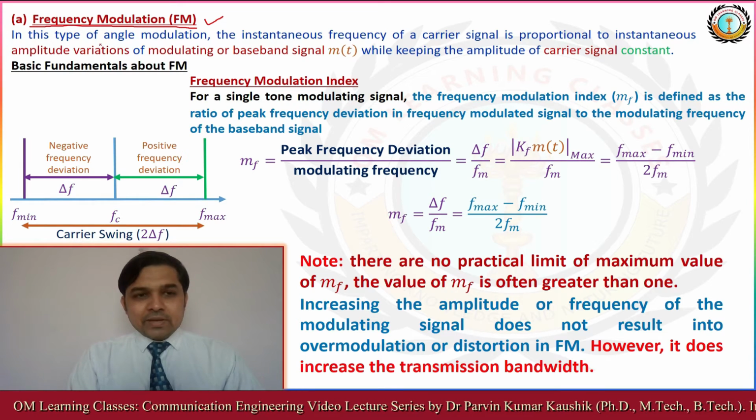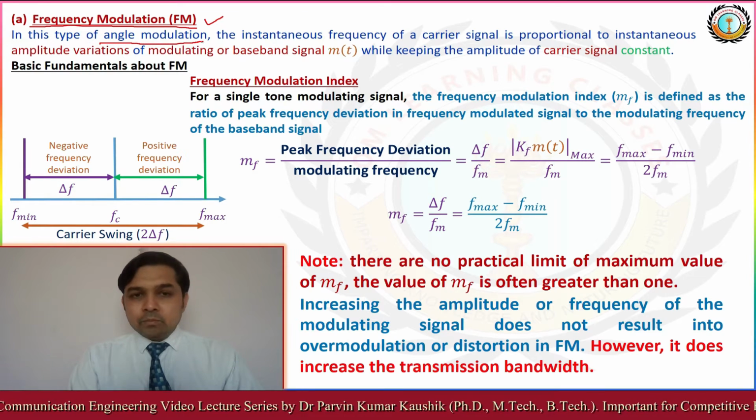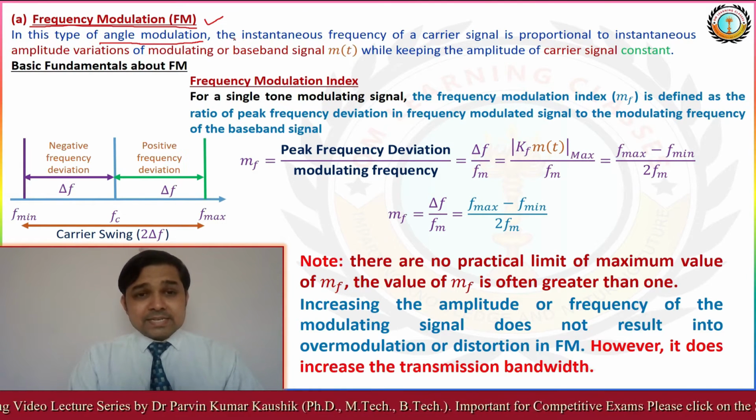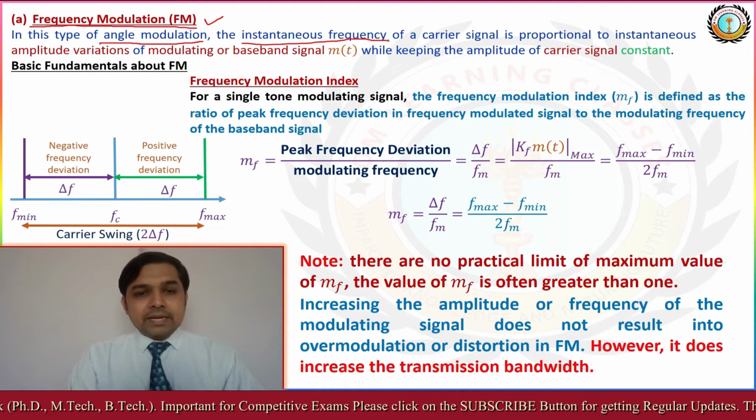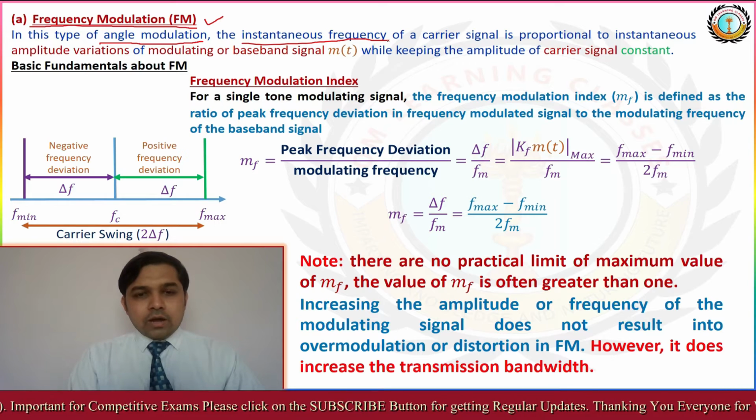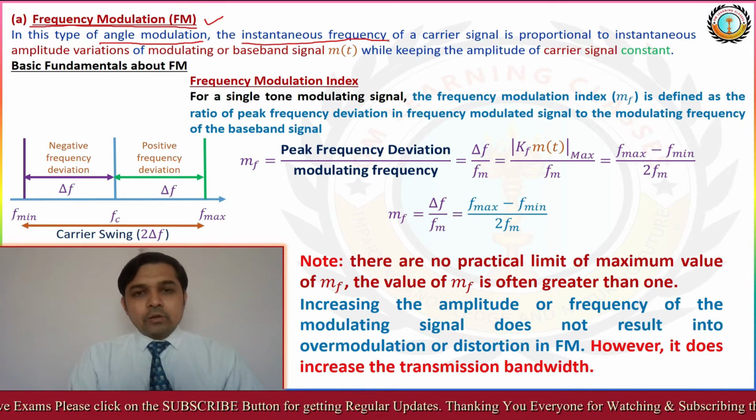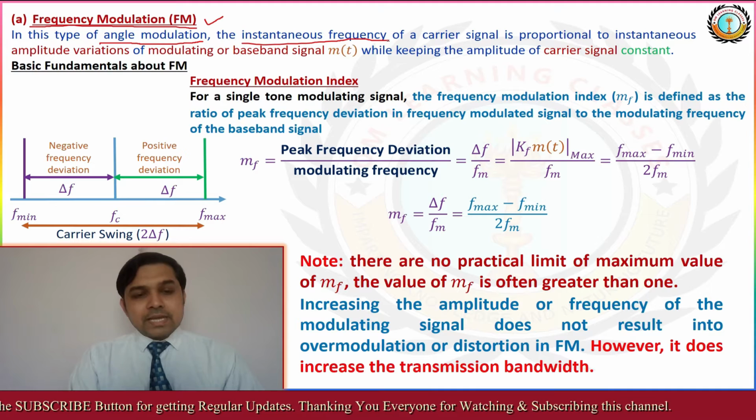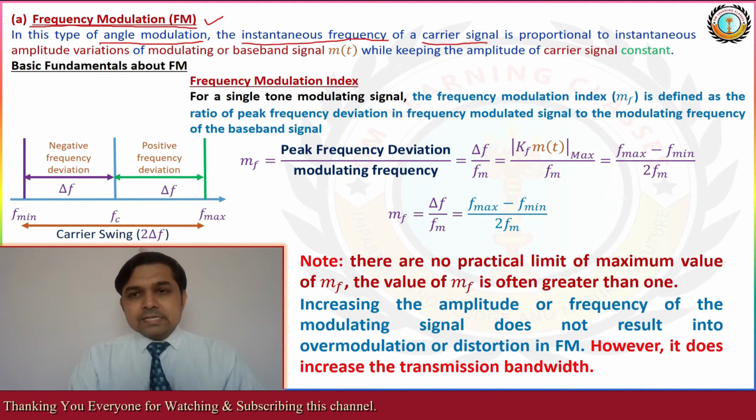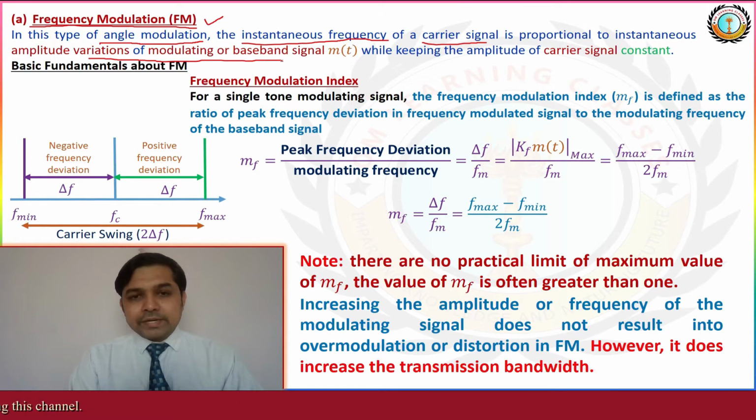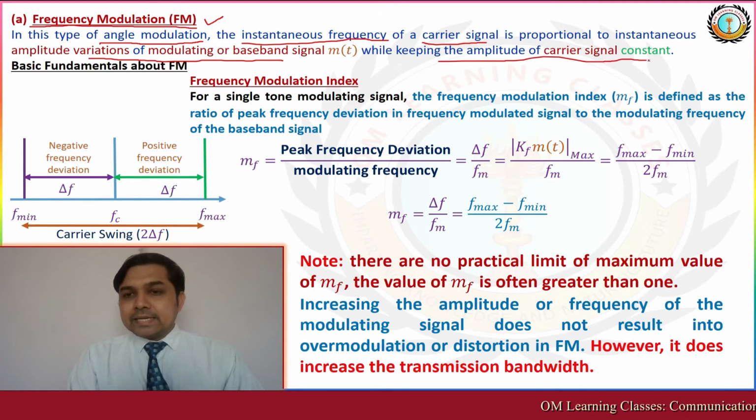So the FM is the type of angle modulation in which the instantaneous frequency, I mentioned, that is Fi, with the consideration of angular frequency, instantaneous angular frequency omega i of the carrier signal, is proportional to instantaneous amplitude variation of modulating signal while keeping the amplitude of the carrier signal constant.